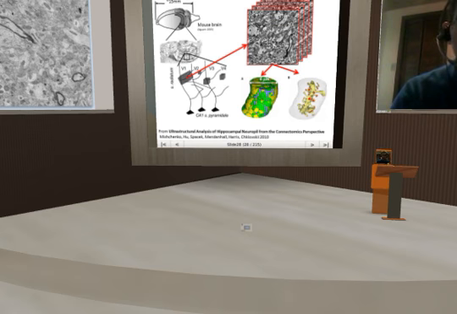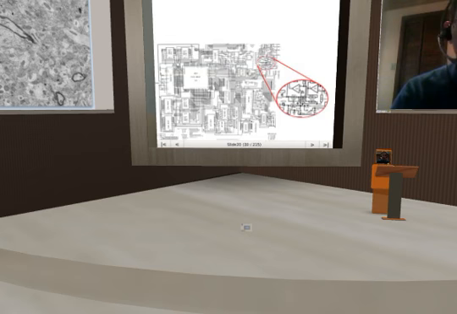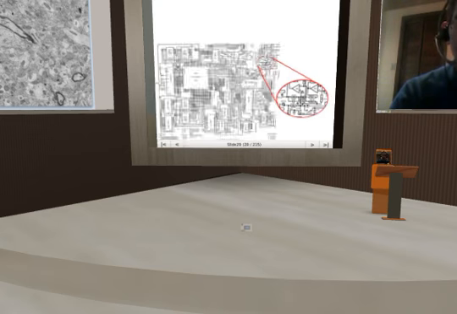And this is typical of these studies since the 1950s. This is like seeing only a tiny part of a large circuit diagram. It's very hard to get the whole circuit when only seeing a part of it.